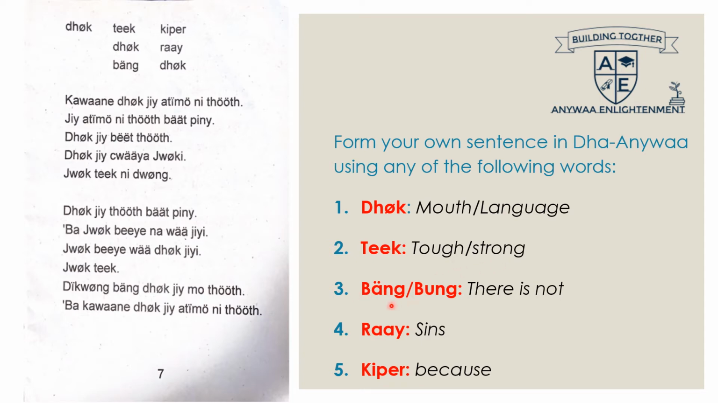Bung or bung. B, a, ng, bung, or b, u, ng, bung. These all mean one word. They just differ because some people pronounce this word differently. It means there is not. For example, bungrpeng wala bungrpeng. It means there is nothing.